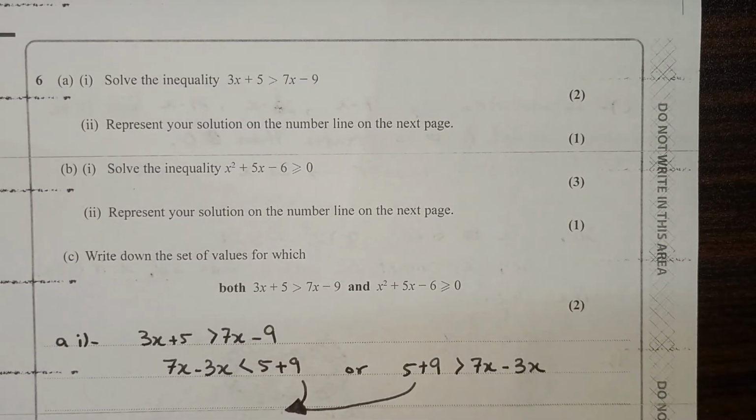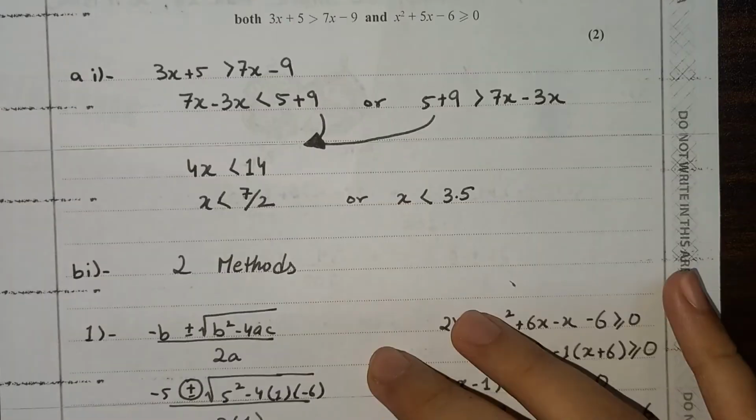Solve the inequality 3x plus 5 greater than 7x minus 9. Represent your solution on the number line on the next page. So these are two parts.